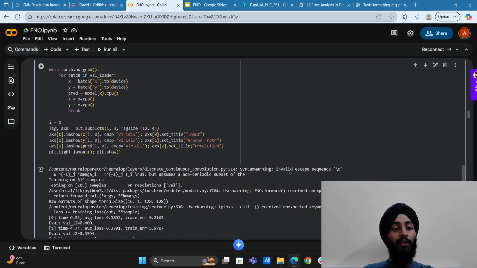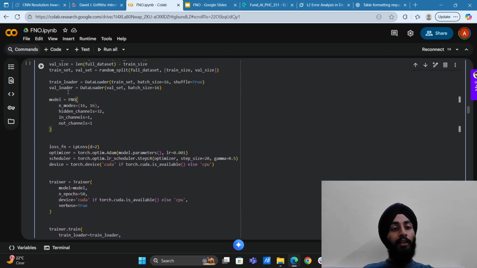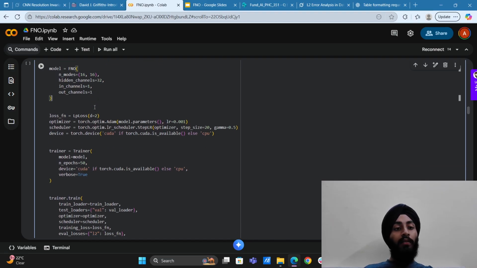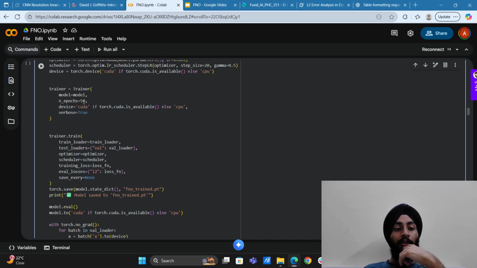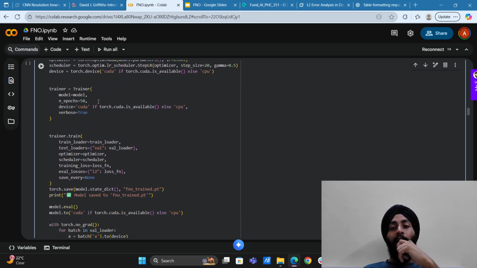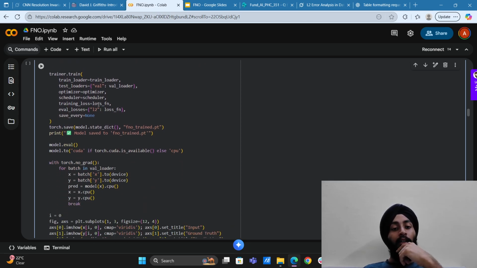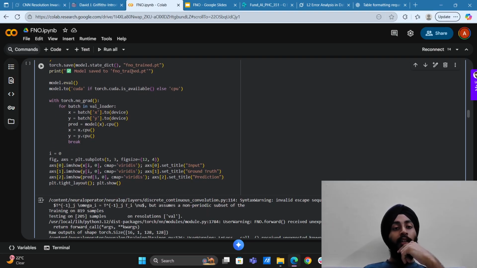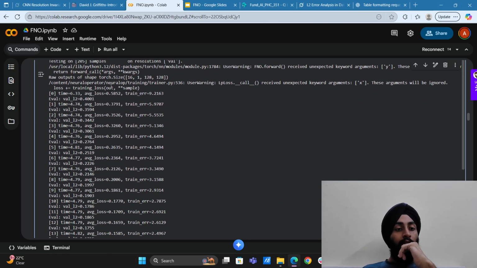Essentially, I've defined these layers. Now n_modes of 16 comma 16 means that I will be retaining only the top 16 modes in the Fourier space and discarding the others. Finally, I've used the Adam optimizer here, and I have trained it for 50 epochs. The loss that I will be calculating is the relative L2 error, and I've stored the model as ftrained.pt in my notebook.